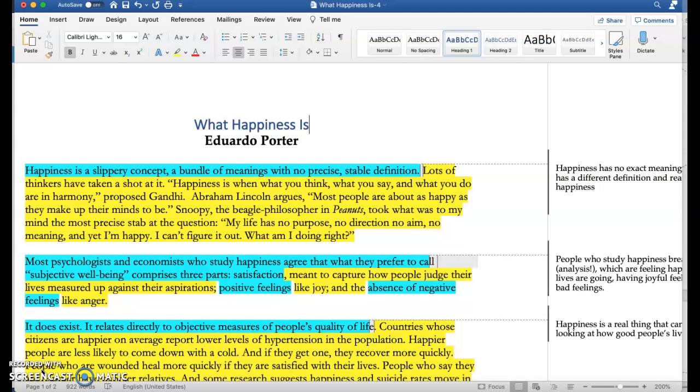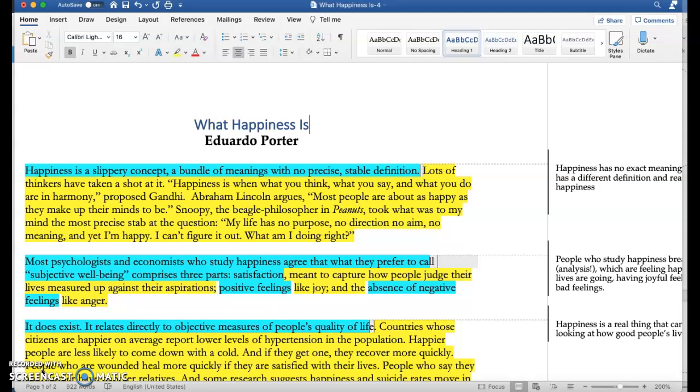In other words, the turquoise is where I think the author is stating most directly what he, in this case, because it's Eduardo Porter, what he thinks is the key point of each paragraph. And I've highlighted in yellow the places where he's explaining or illustrating what he means. So, as I'm sure you remember from reading this essay, he begins by stating that happiness is a slippery concept, which means you can't really grab onto it, a bundle of meanings with no precise or stable, which means not changing, definition.